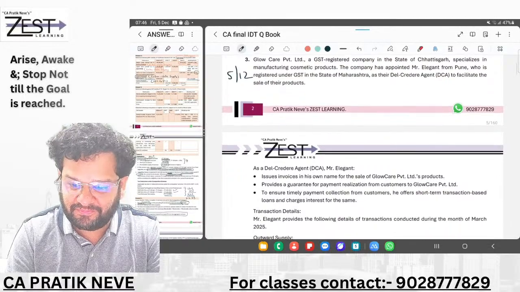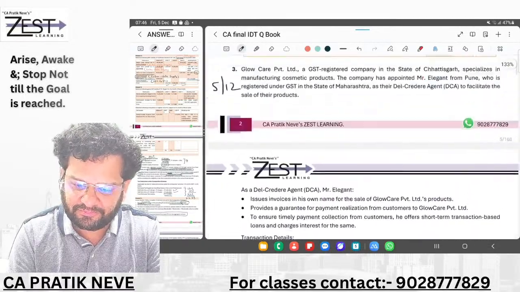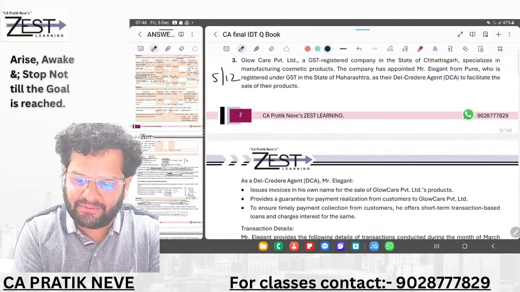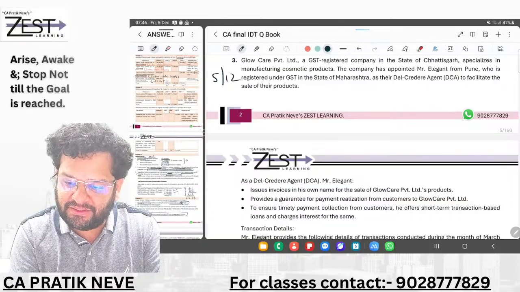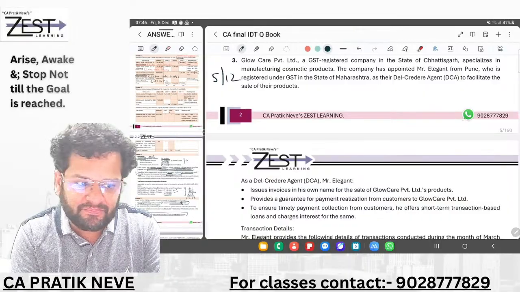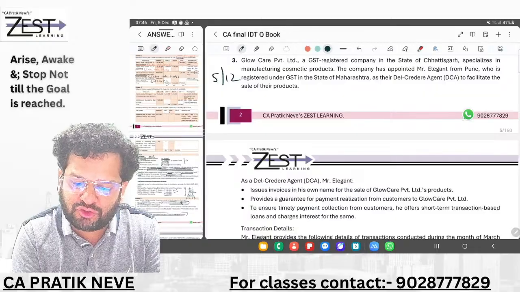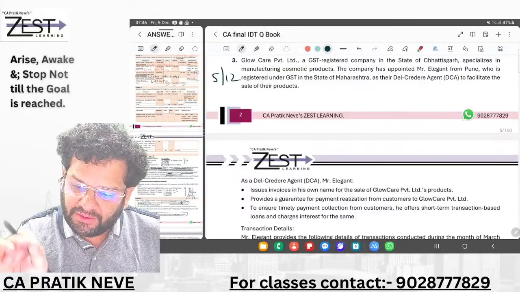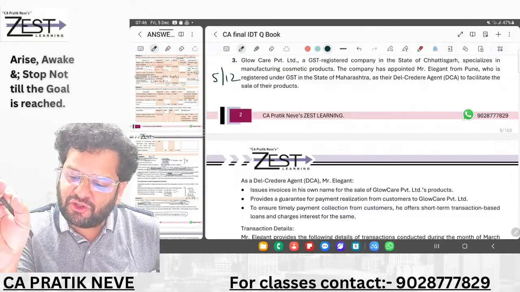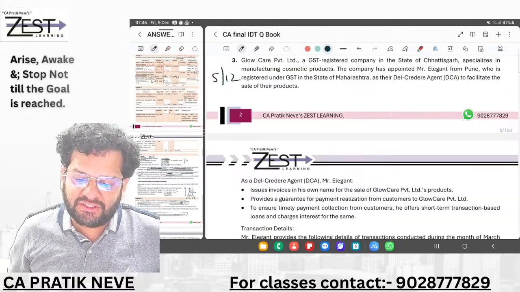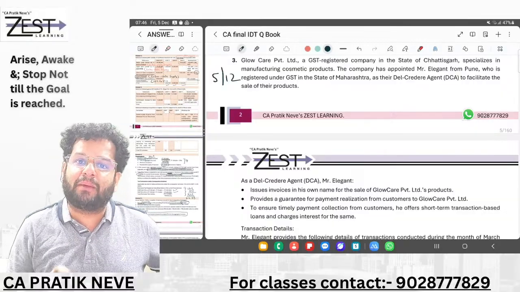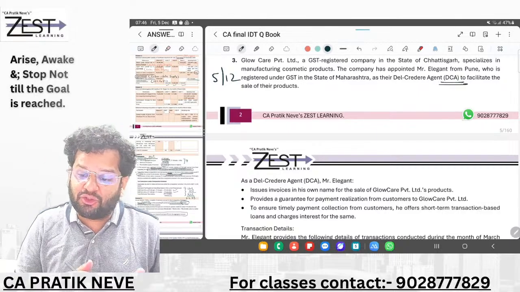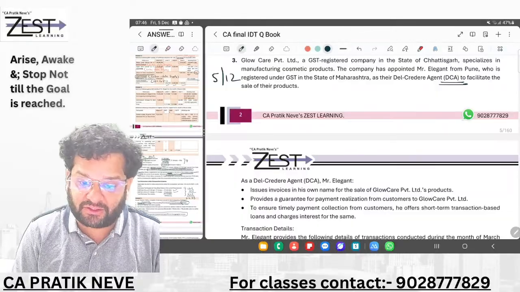Question number 3. Wonderful question. Glow Care Private Limited, registered company in the state of Chhattisgarh, specializes in manufacturing cosmetic products. The company has appointed Mr. Elegant from Pune, who is registered under GST in the state of Maharashtra, as an agent, so as an agent to facilitate sale of their products.